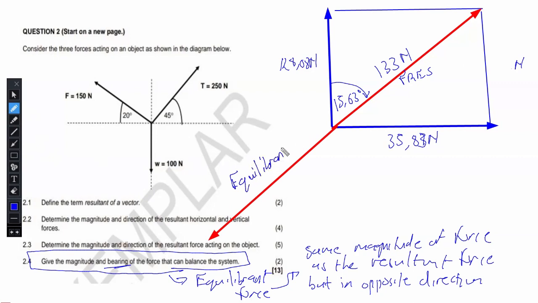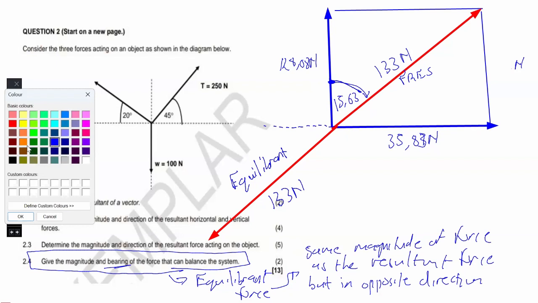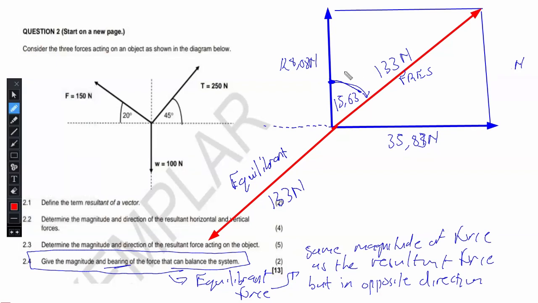Now, what is the magnitude of that equilibriant? It has to be the same magnitude as the resultant. So this is supposed to be 133 newtons, right? But now they want the angle in terms of the bearing. The bearing is always calculated from the true north, meaning from this y-axis here. So what we are looking for here is this angle here. So let me indicate the angle that we are looking for in terms of the bearing from the true north all the way to the force. So this is the angle that we are looking for.